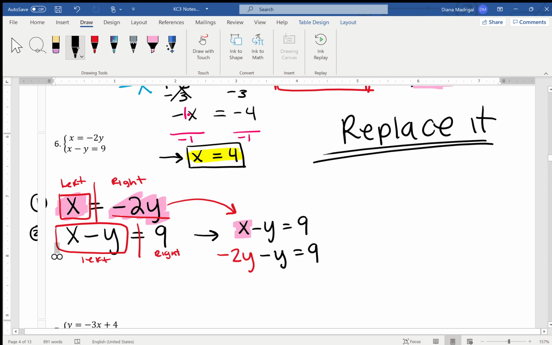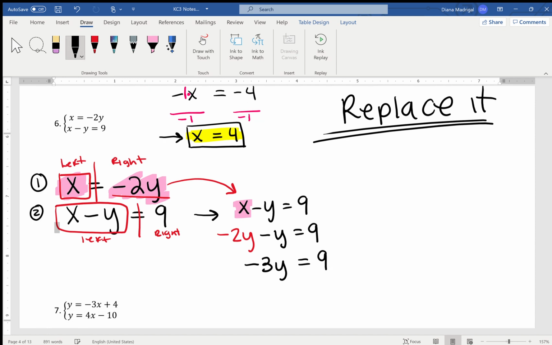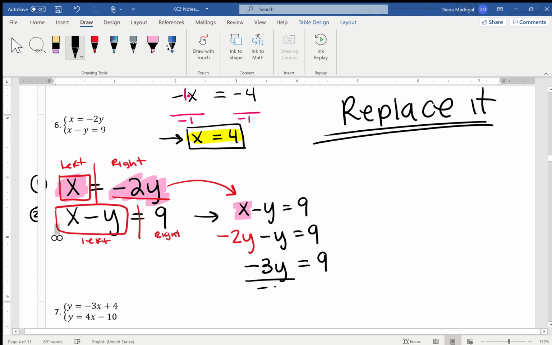As you can see on the left side, we have negative 2y minus y. We can go ahead and subtract because they're like terms. So negative 2y minus y gives me negative 3y equals 9. To solve for y, I need to divide by negative 3. Whatever you do to one side, you have to do to the other side. So y equals negative 3. Okay, so I figured out the answer for y.